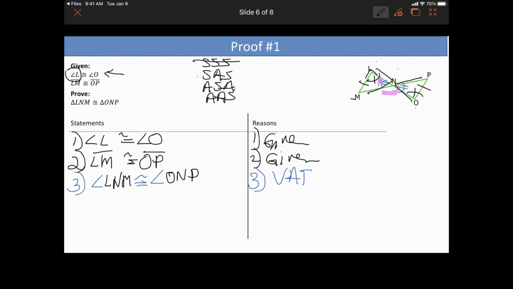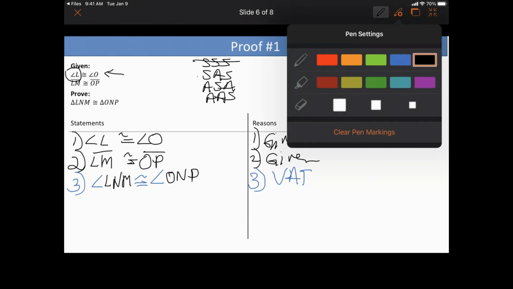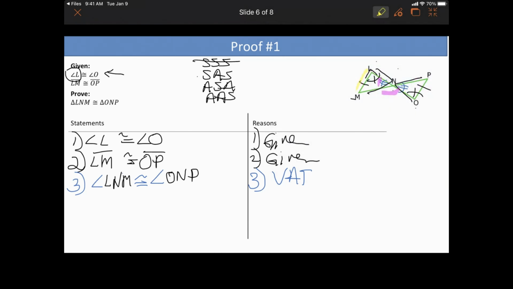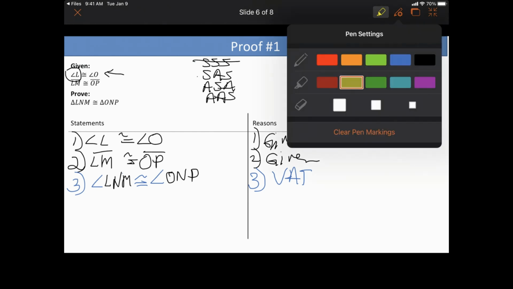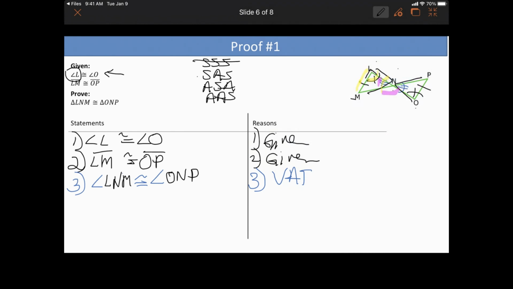So now having these things, I've marked it up a little bit. I know I have 2 angles and a side. Now here it looks like angle, side, angle, but you have to look at the diagram. Okay, so let's look at the diagram. I have a side here, an angle, and the angle. Is that side between the 2 angles? The answer is no. So we're going to go with angle, angle, side.